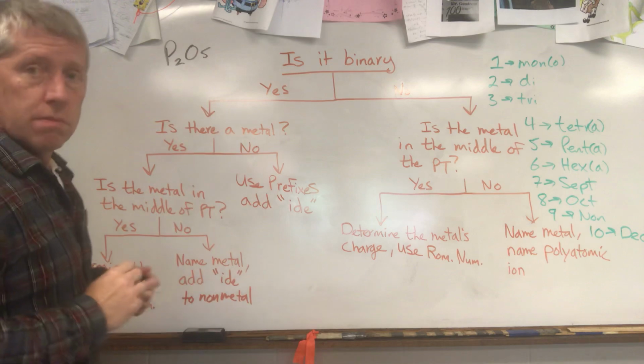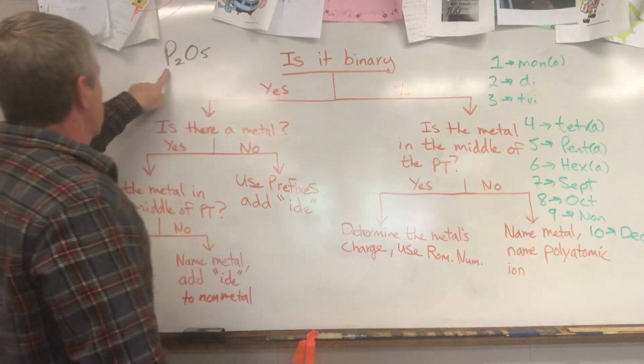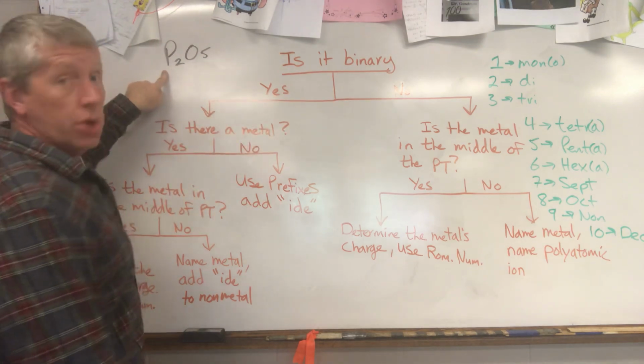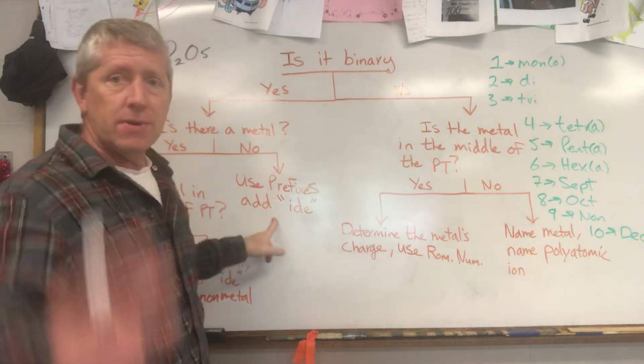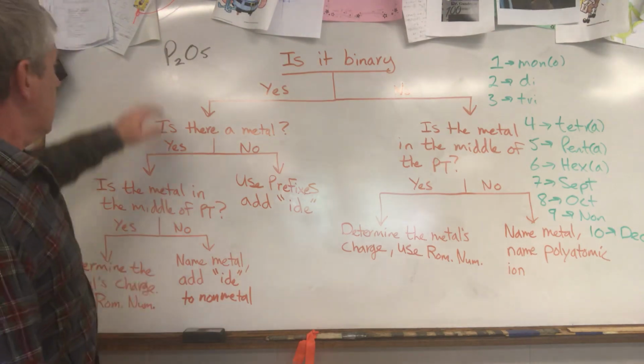P2O5. What do we got? Is it binary? Yes. Phosphorus and oxygen, yes. Is there a metal? No. Phosphorus is on the right side, not a metal. So use prefixes, add -ide. Okay, one more prefix try here. How do we do this? Use prefixes.